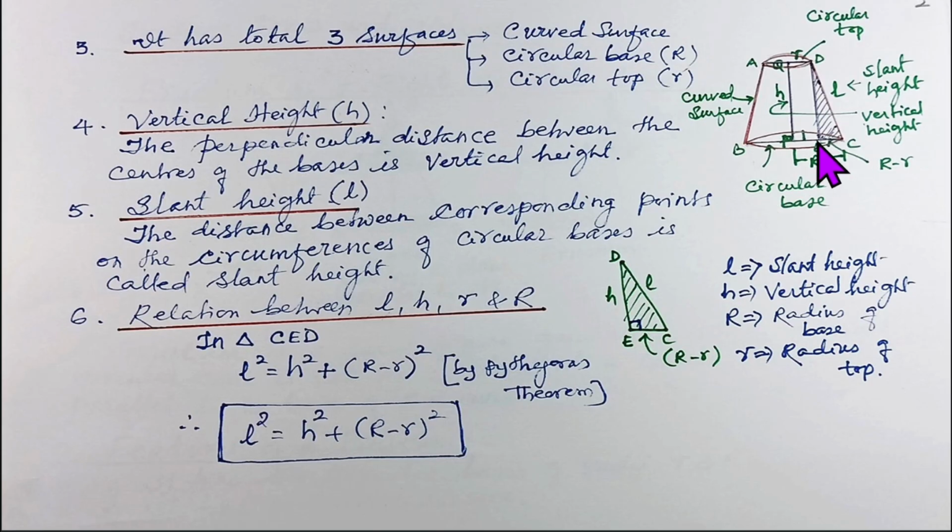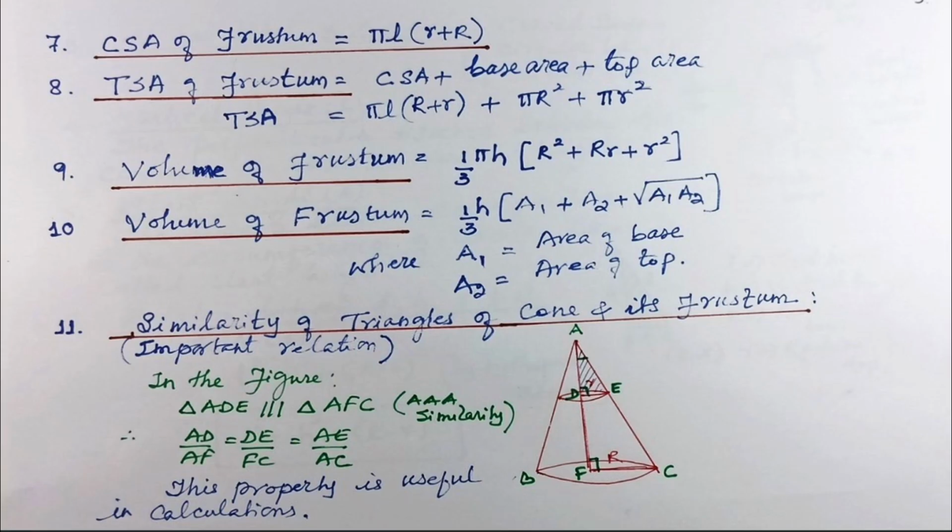So please understand, EC is R minus r because the total length is here, that is R, and this is r. So EC will be R minus r. Now by applying the Pythagoras theorem, we get l square is equal to h square plus (R minus r) whole square. So this is a very important relation, because we can find out one unknown when the other values are known to us. So that is the important relation between l, h, r and capital R.